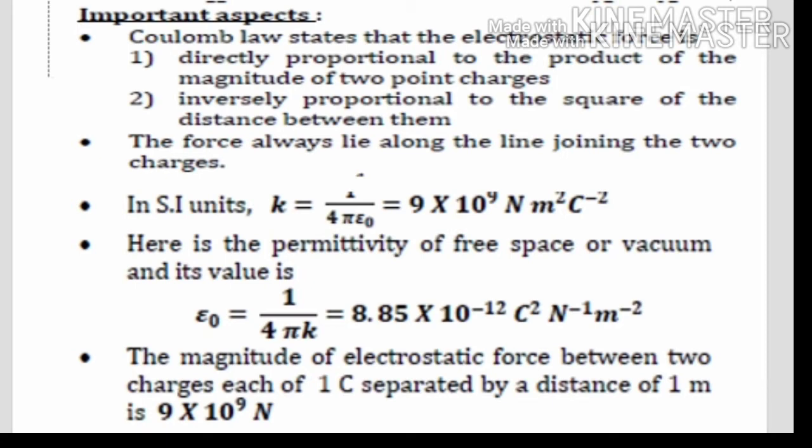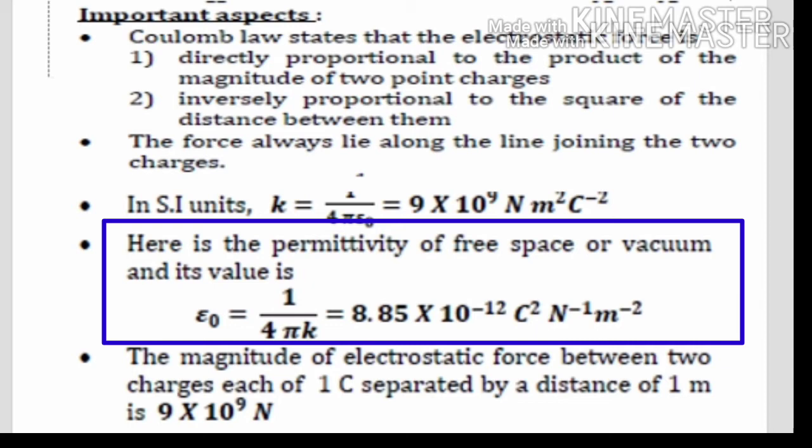And next, similarly, we can calculate the permittivity of free space. If the charges are placed in air or vacuum or free space, in that case the permittivity can be calculated by the equation epsilon naught is equal to 1 by 4 pi k, which is equal to 8.85 into 10 to the power of minus 12 Coulomb square Newton power minus 1 meter power minus 2. So this equation is derived from the above equation.